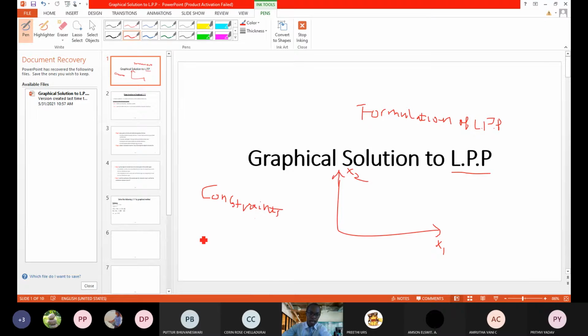The constraints, as well as our objective function. The objective function is also going to be plotted on this diagram, on this graph. The objective function is also to be plotted on the same graph.